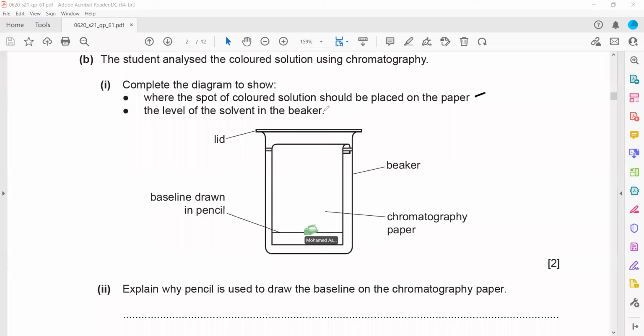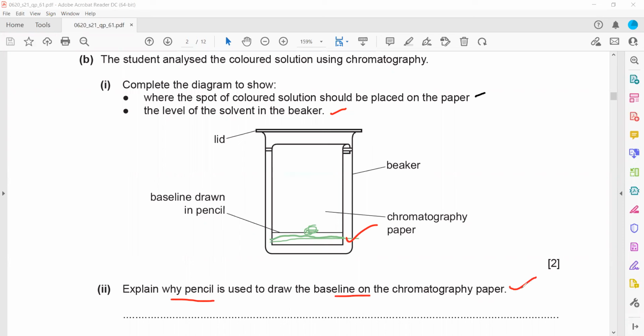And the second, where should be the solvent level? So where we should place the position of the solvent level. Once the chromatograph rises, this will be the solvent level. But at the beginning of the experiment, the solvent level should always be below the origin. Yes, definitely it will rise, but the diagram is there. So in the beginning of the experiment, it should be below the origin. So that's also correct.